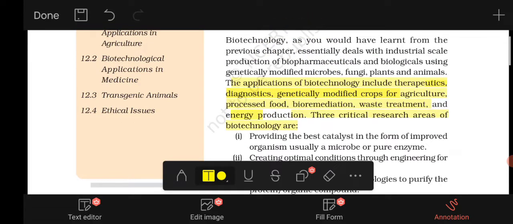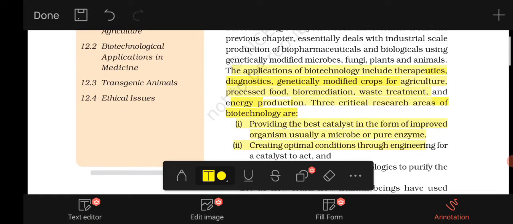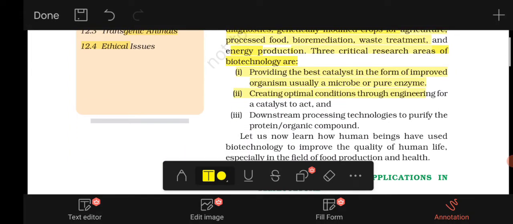Now, the three critical research areas of biotechnology are providing the best catalyst in the form of improved organisms, usually a microbe or pure enzyme, then creating optimal conditions through engineering for the catalyst to act, and downstream processing technologies to purify the protein or the organic compound, which we have already seen in the previous chapter.